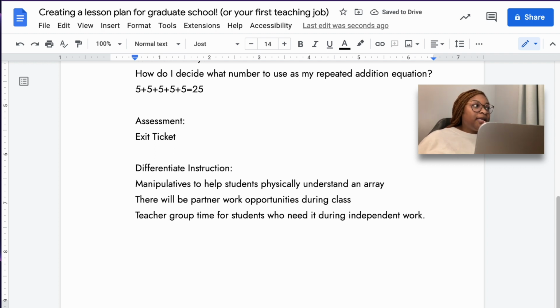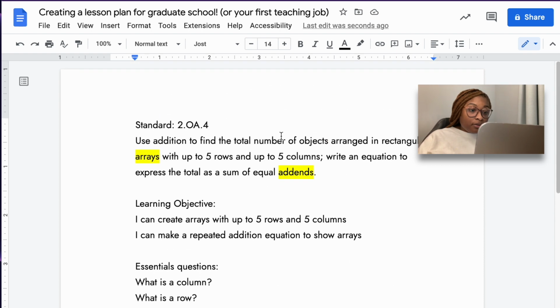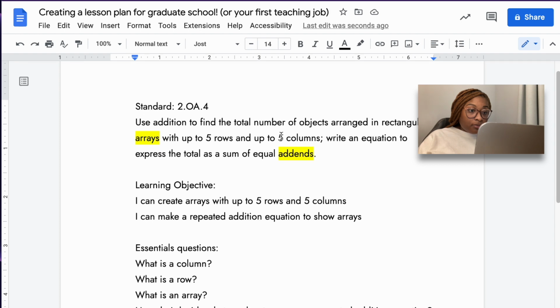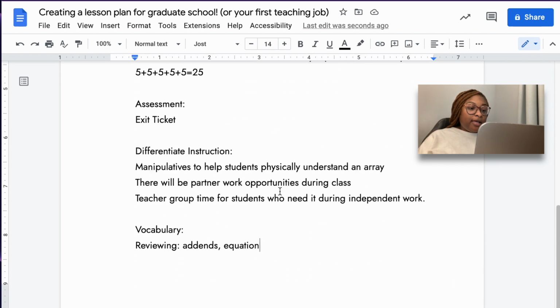So next thing I want you to think about is what I mentioned at the very beginning when I wrote the standard, vocabulary. I want you to focus on some vocabulary that the kids are going to be learning for the first time, or you're going to be reviewing. So for me, the students are going to be reviewing addends, equation, and let's see what else they might be reviewing. Total and sum.